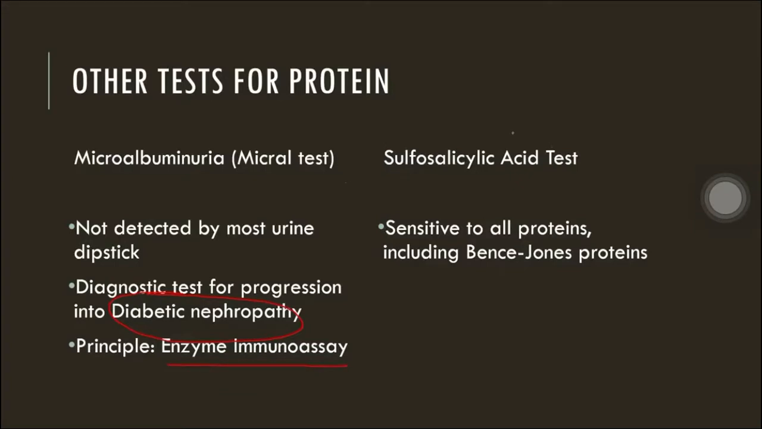How about for sulfosalicylic acid test? Okay, so sulfosalicylic acid test is basically a protein test to detect all fractions of proteins equally. Okay? Kahit albumin and globulins, it can detect albumin and globulins equally, including, of course, Bence-Jones proteins. Again, if you remember, Bence-Jones proteins yan doon sa mga patients na may multiple myeloma.